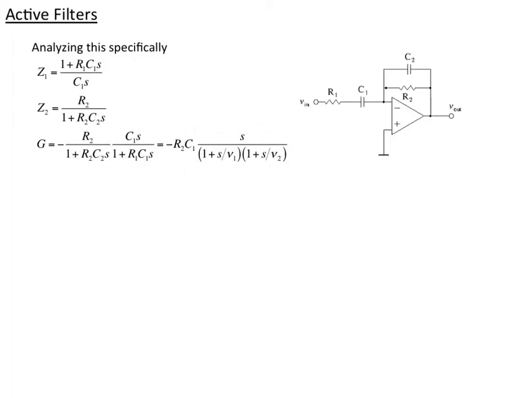I've just replaced R2C2 by 1 over nu2. In other words, there's a frequency that goes with 1 over RC. And I've plugged that in, but I've kept out the R2 and the C1 that appear in the numerator. So we have a function that has two poles and one root.